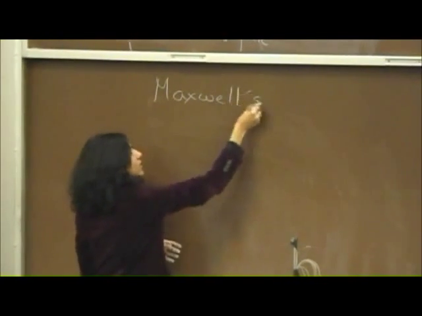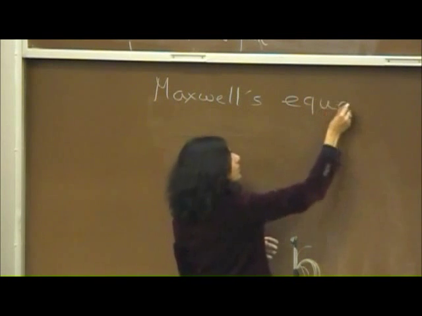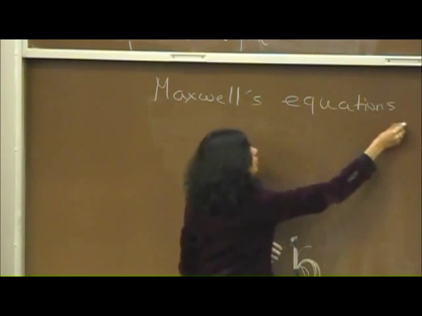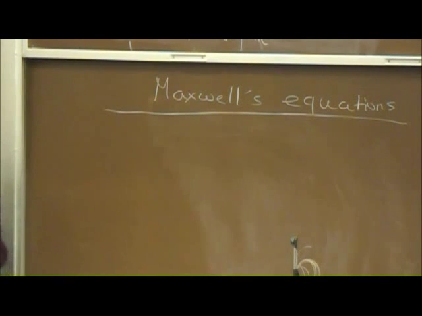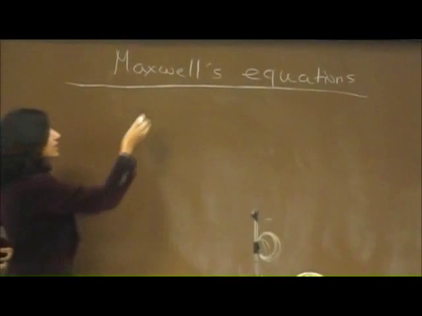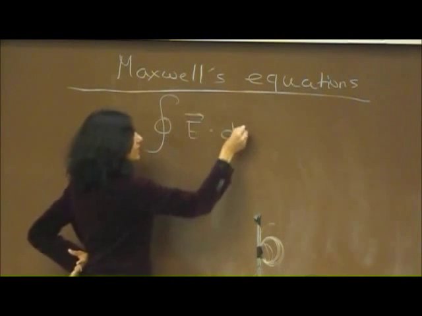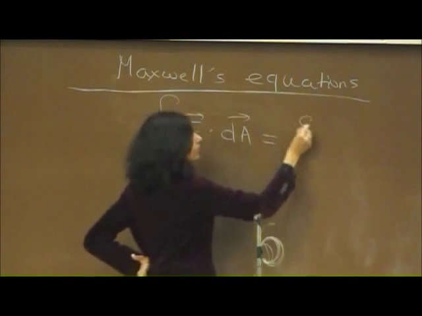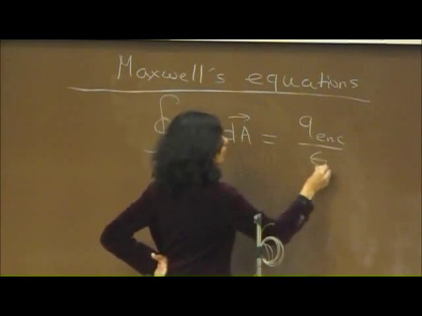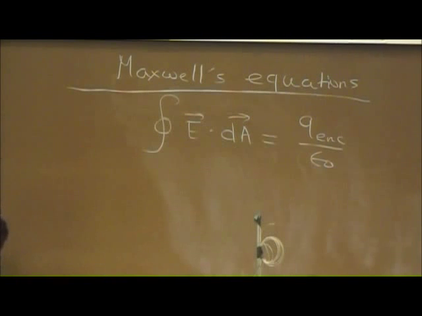All these equations here are called Maxwell's equations to honor Maxwell for his last contribution that put everything together, that made people understand. So one of the things that we have learned is Gauss's law of electricity. Gauss's law of electricity says this: integral E dot dA is equal to Q enclosed over epsilon 0.